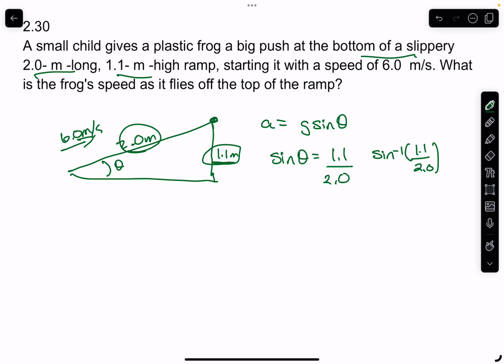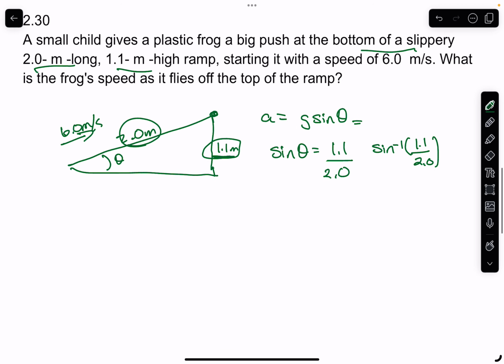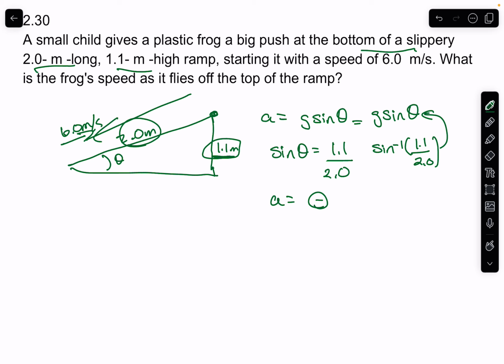Once you do that, you can plug this in, a is equal to g sine theta. Once you know this angle, plug that into here, and then you will get your acceleration, all right? Now note that your acceleration will have a negative value because gravity is pushing the frog backwards, right?